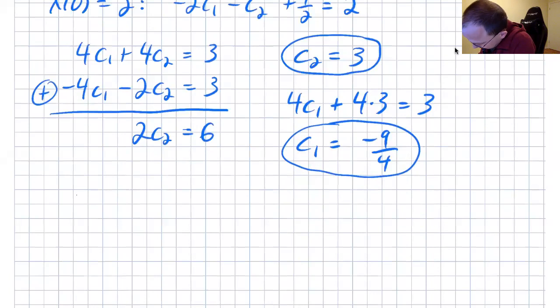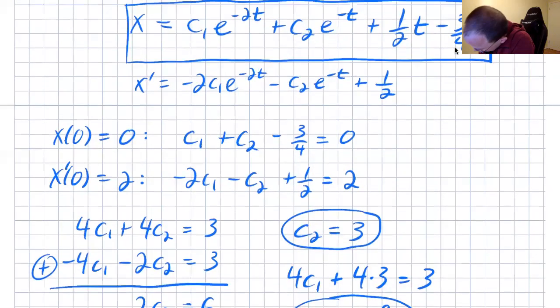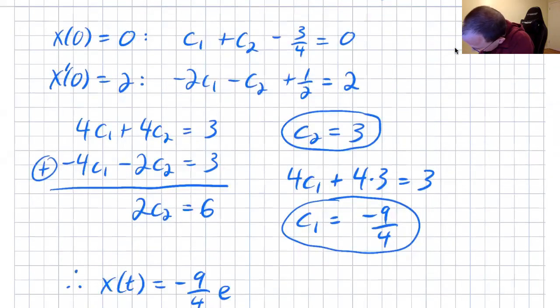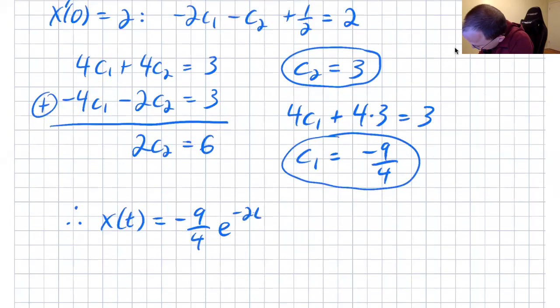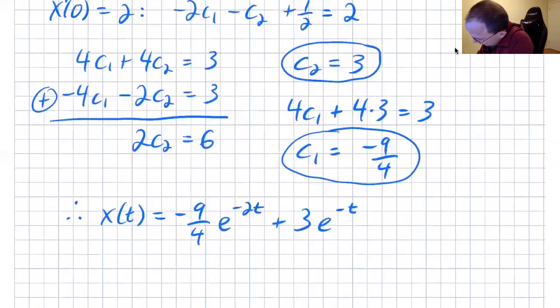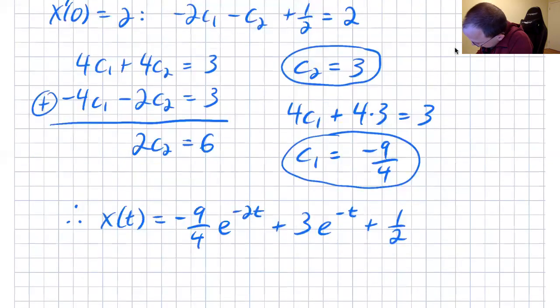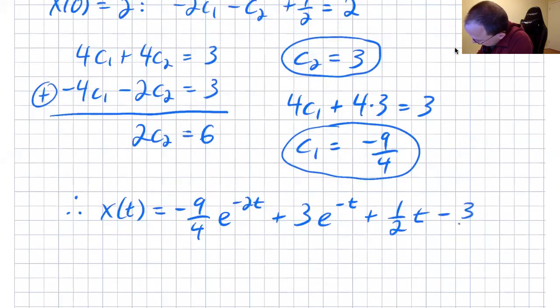So therefore, the solution is minus 9 over 4 e to the negative 2t plus 3 e to the negative t. Yeah, negative t. And then we have our particular solution, 1/2 t minus 3 over 4.